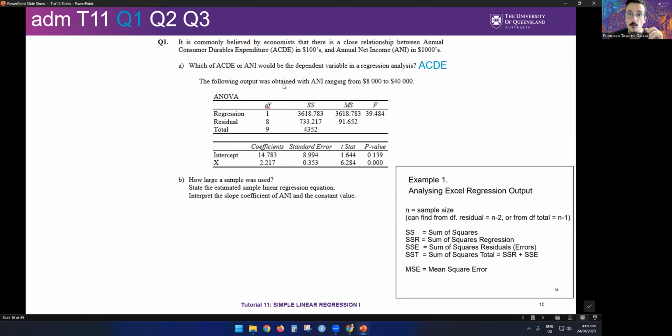So the following output was obtained with ANI ranging from $8,000 to $40,000. So this was calculated using values of income from 8,000 to 40,000. So let's start. How large a sample was used? How large is N? Do you guys want to put on chat how large you think it is? I added this advice here, so you could find what the value is. Can someone give it a go in the chat?